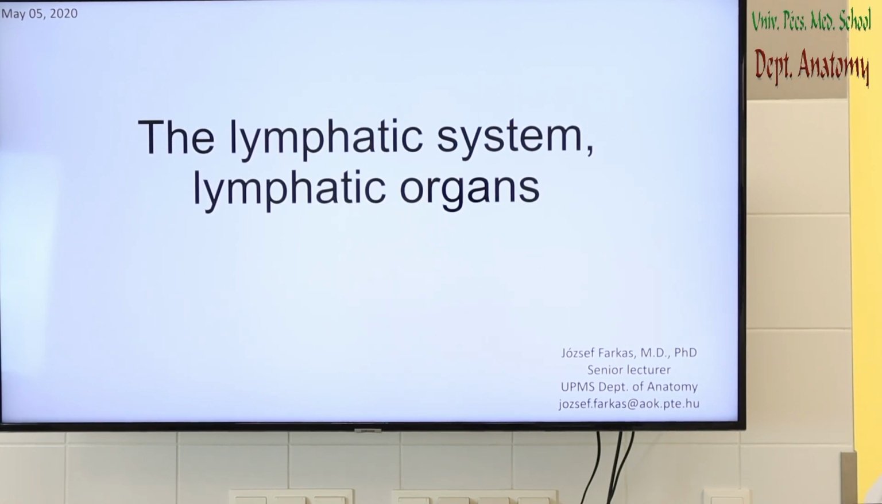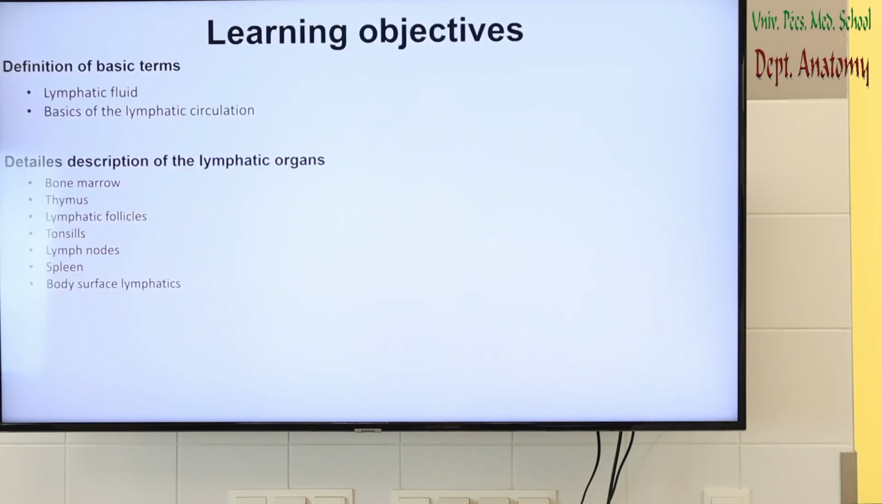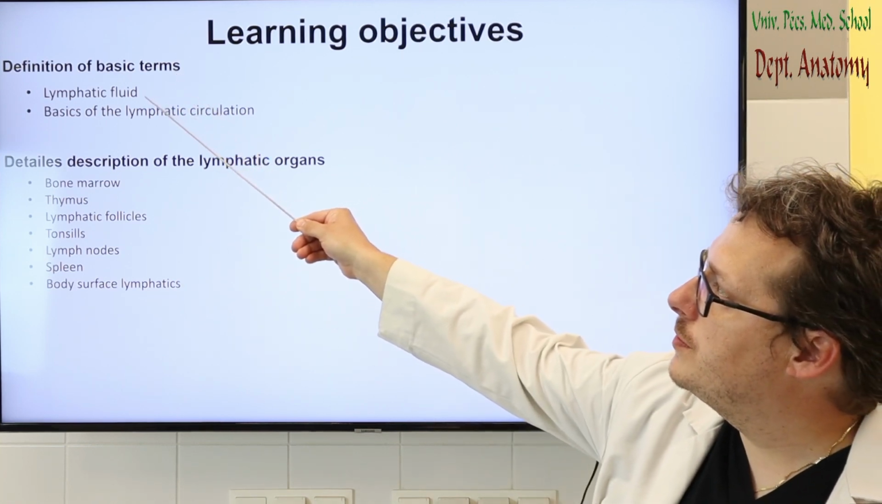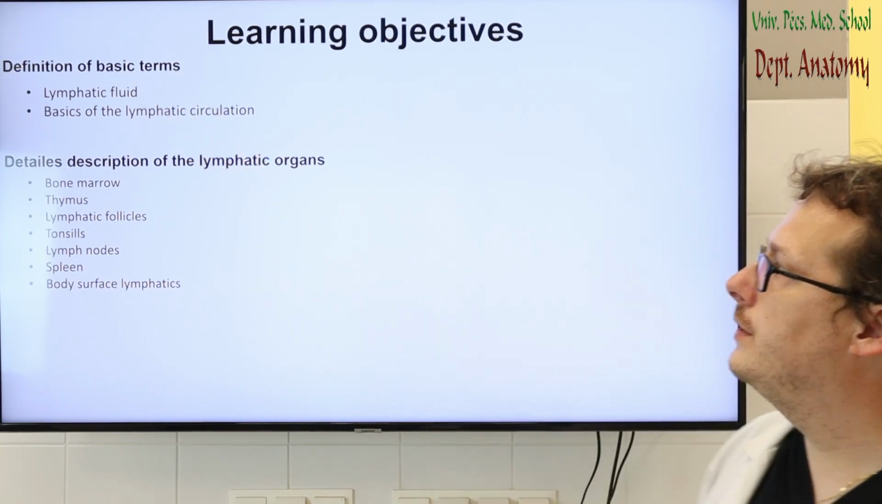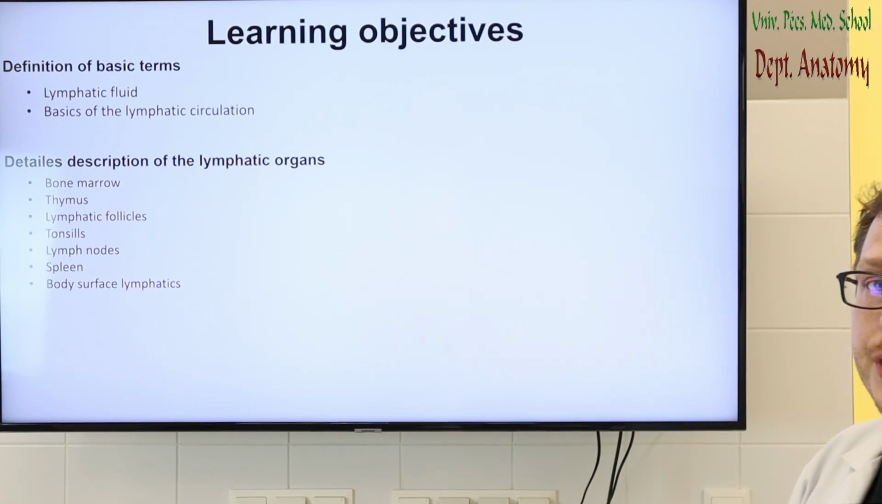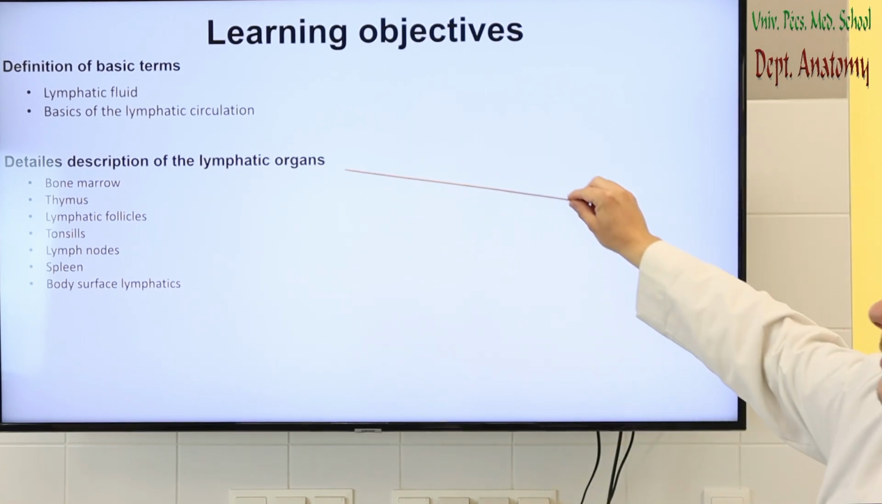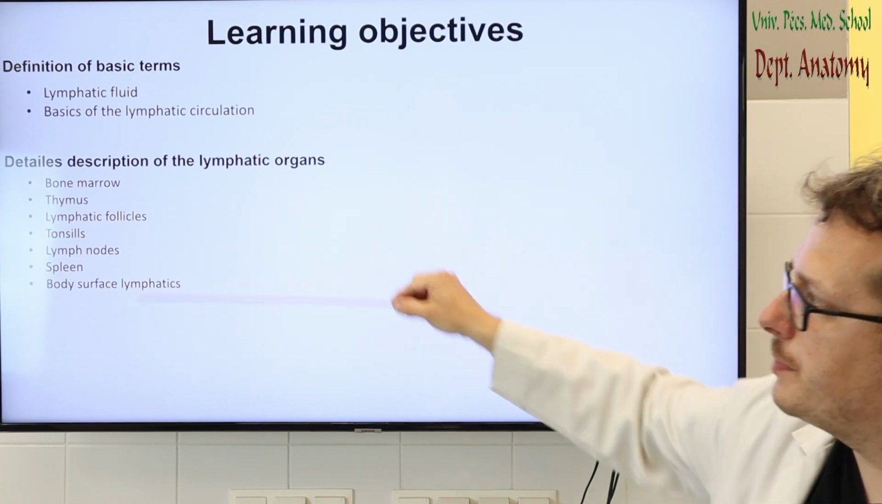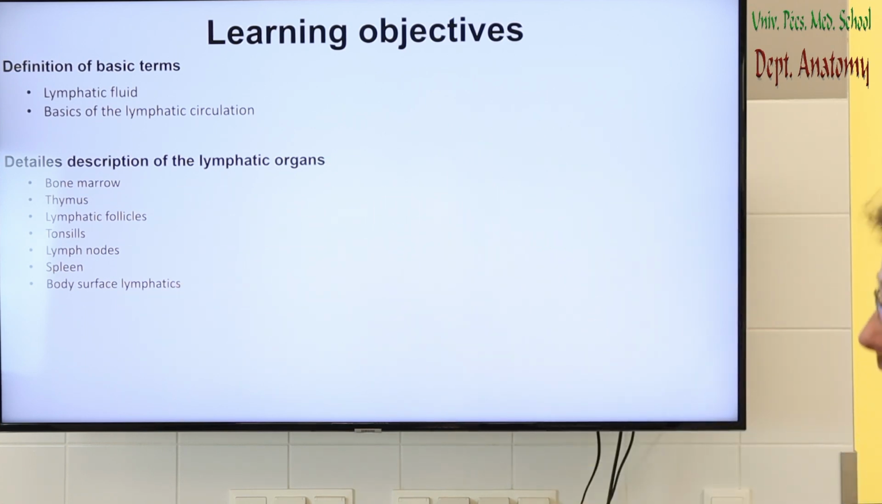Dear audience, today I would like to explain the lymphatic system and the lymphatic organs and their most important aspects. In the first part of the lecture, we'll define the most important basic terms such as the lymphatic fluid and the basics of the lymphatic circulation, and after that we will go into detail and discuss the most important aspects of the lymphatic organs.